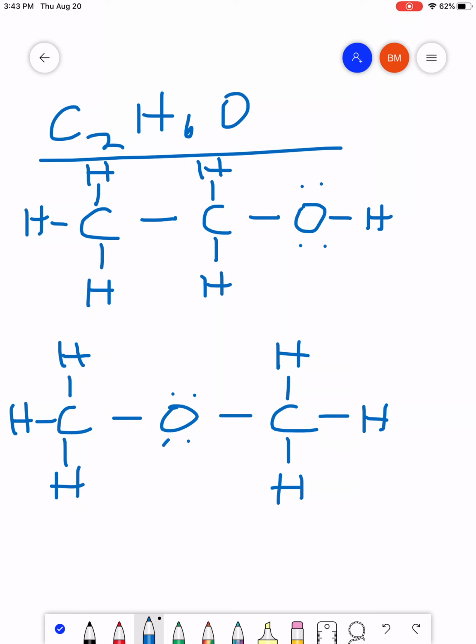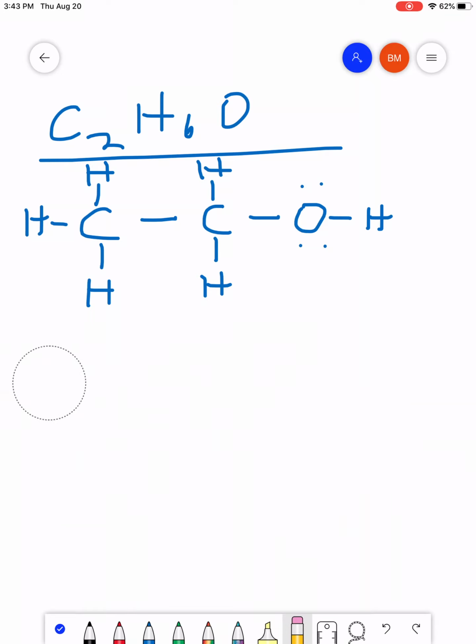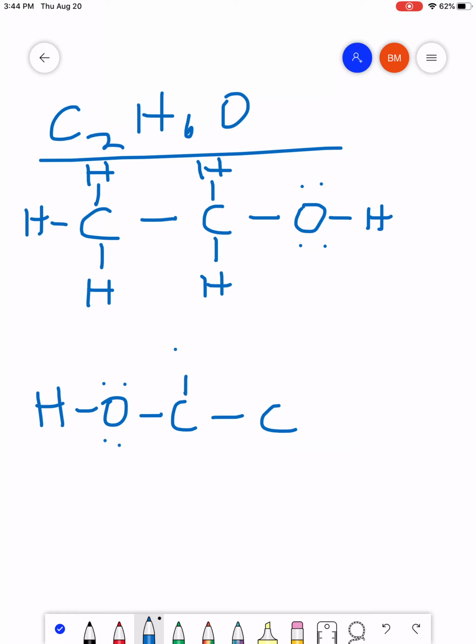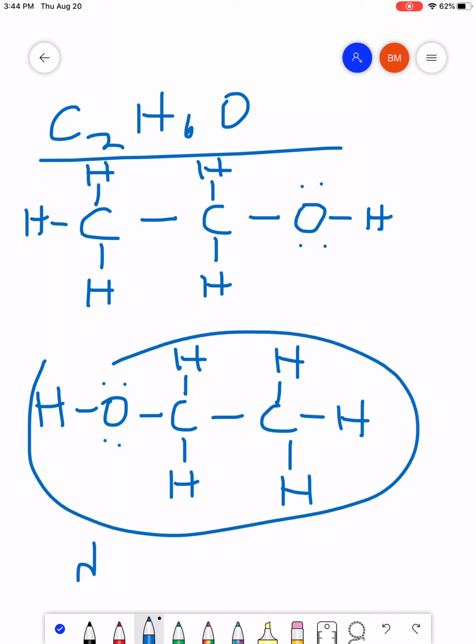Let me highlight a mistake a lot of people make. I'm going to erase this one so I have some room. Every year, a lot of people give me an answer like this, and they'll want to say this is another separate constitutional isomer. This is not a separate constitutional isomer. This is a duplicate of the first one that we drew. It's nothing different.